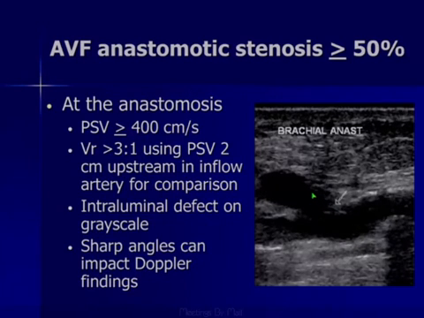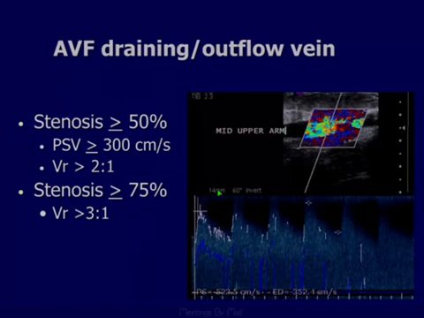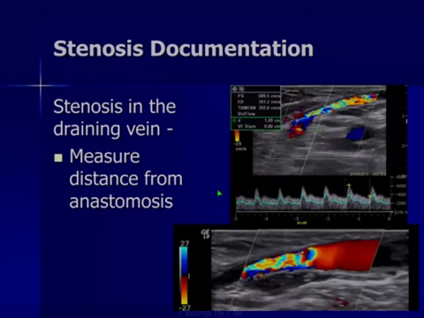Because of the angulation there, you will see some turbulent velocities across the anastomosis that will impact our findings. In the vein itself, the fistula, once that vein's arterialized, we can use the standard 2-to-1 ratio for a 50% stenosis. That holds pretty well. A 3-to-1 ratio, some folks use to indicate a greater than 75% stenosis.